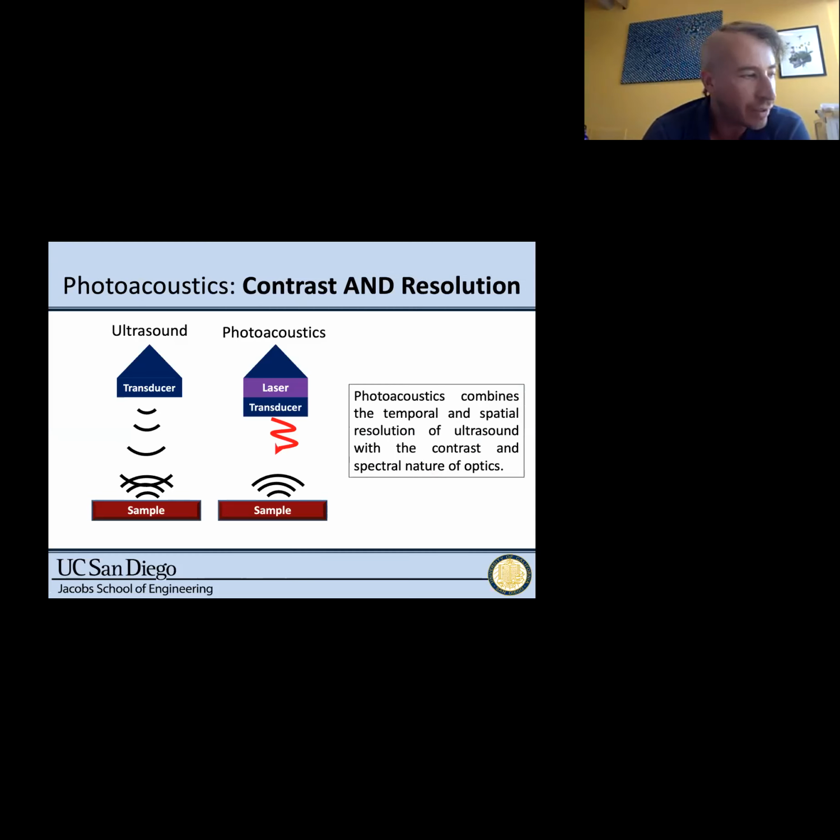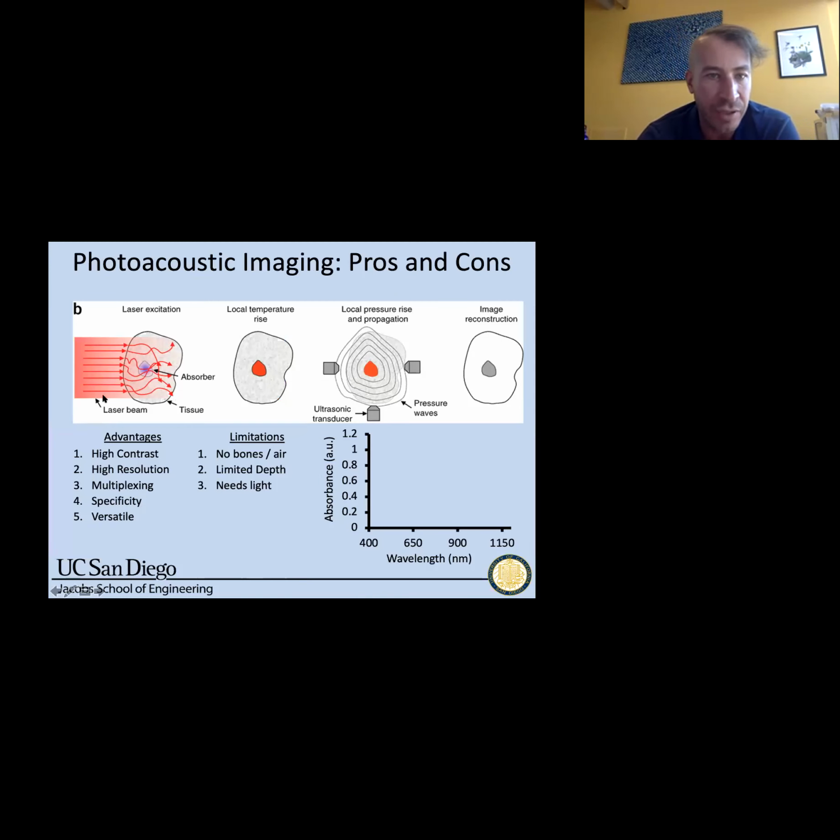It hasn't been until the last, I don't know, 20 years or so that people have been using photoacoustics for in vivo imaging. That's because the transducers have become more sensitive and the lasers have become faster. So what we're doing here, rather than sound in, sound out, we have light in and sound out, okay? The mechanism is essentially thermal expansion.